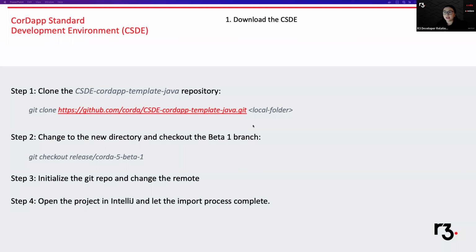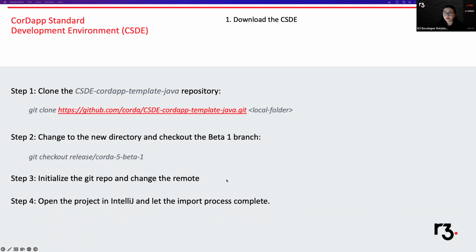All right, so step 1 is to clone the CSDE CorDapp template Java repository. We also have a Kotlin version depending on what you prefer. For the purpose of this webinar, I'm going to be sticking with the Java version, but feel free to experiment with the Kotlin version as well. It's pretty much exactly the same thing except in Kotlin. So clone the repo, and then step 2 is to change to that specific directory and check out the beta 1 branch. This is quite important as we have many different versions, so make sure you're on the right branch.